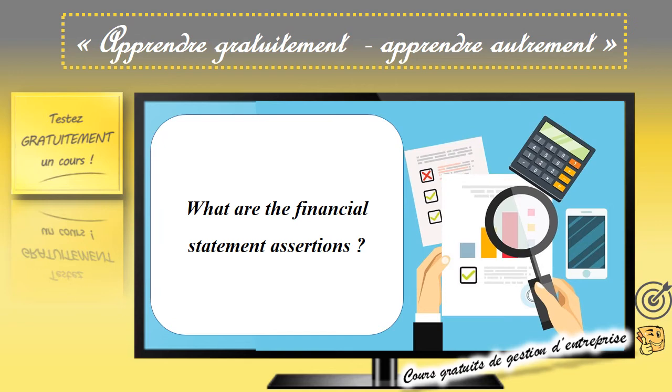So when we look at that transaction, management is asserting that it actually occurred. They're also asserting that it's complete. Did all the transactions that should have been reported get reported? Are they all reported? Did they leave one out? Did they forget to do one?